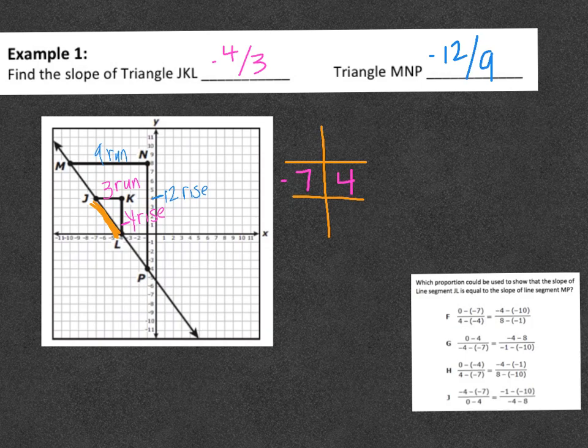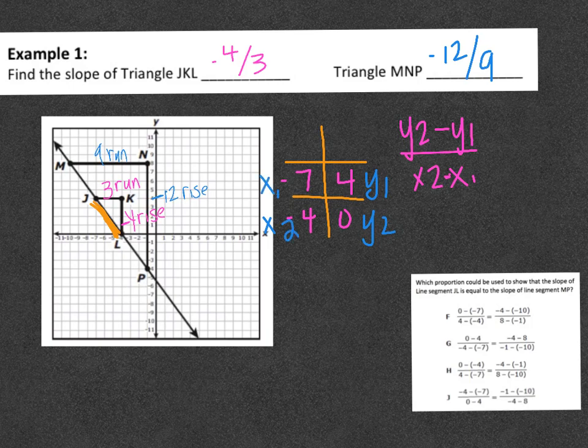And then same spot, but letter L, the coordinates for this one are -4, 0. So I need to put those down. -4, 0. Remember, the equation is supposed to be y2 minus y1 over x2 minus x1. If you label these y2, y1, x2, x1, I need my equation to say 0 minus 4. One of the spots has to have 0 minus 4.